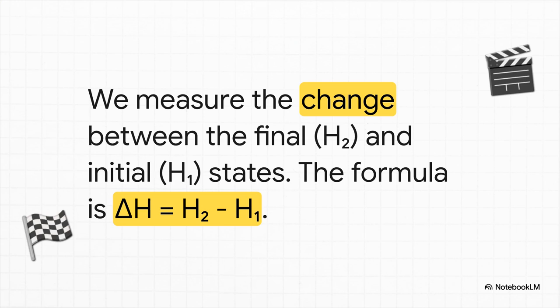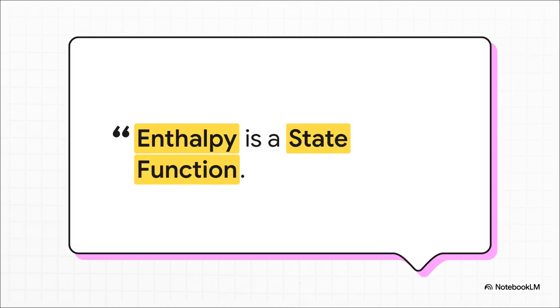You see that little triangle? That's the Greek letter delta. And in science, it just means change in. So delta H is simply the final enthalpy, H2, minus the initial enthalpy, H1. We are literally just measuring the difference between the finish line and the starting point of a process. That's it. Now, this whole idea leads us to the single most important property of enthalpy.